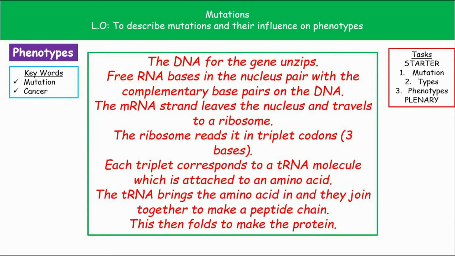So you get your first mark if you said the DNA for the gene unzips. Second mark, RNA bases in the nucleus pair with the complementary base pairs on the DNA. Third mark for saying the mRNA strand leaves the nucleus and travels to a ribosome. Fourth mark, the ribosome reads it in triplet codons, or sequences of 3 bases. Next mark is for saying that each triplet corresponds to a tRNA molecule which is attached to an amino acid. Next mark is for saying the tRNA brings the amino acid in and they join together to make a peptide chain. And the final mark for saying that it then folds to make the protein.